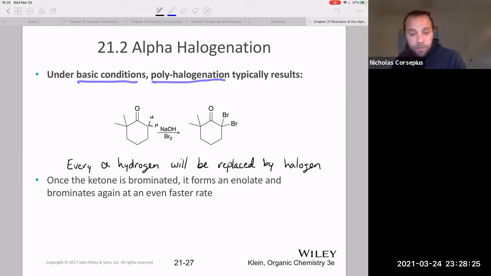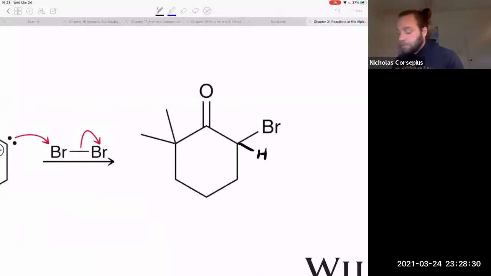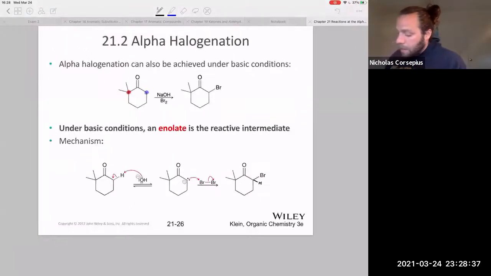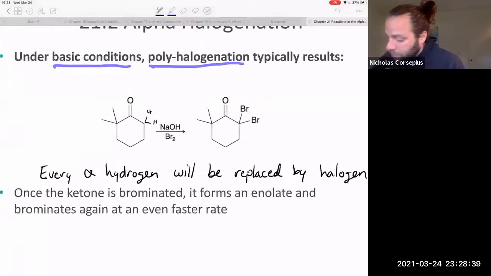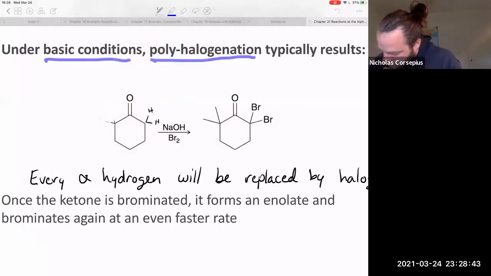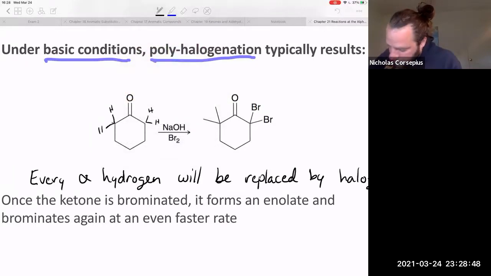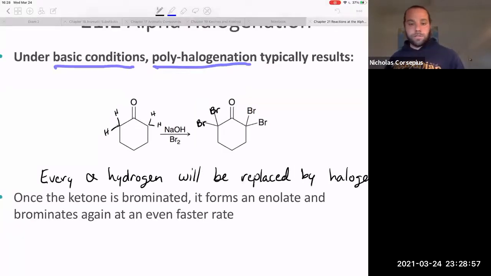The reason is that after I get my first step, this hydrogen here is even easier to remove. It's even more acidic than what we started out with. And then just to hammer this home, let's say that these weren't two methyl groups, but instead these were also two hydrogens, then they would also be brominated. So again, every alpha hydrogen will be replaced by a halogen under basic conditions.